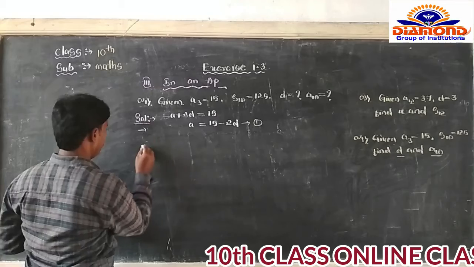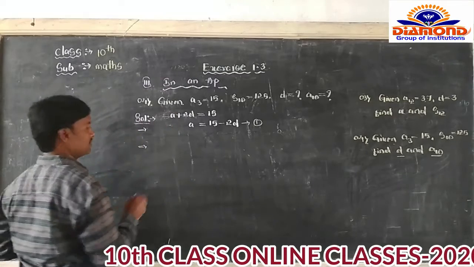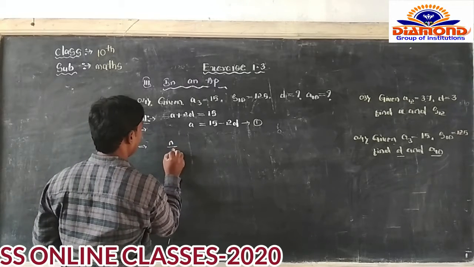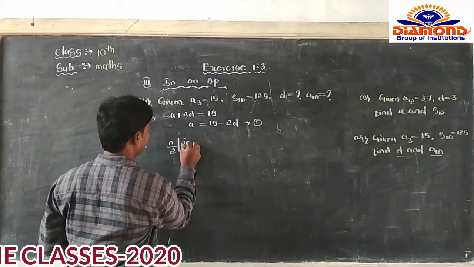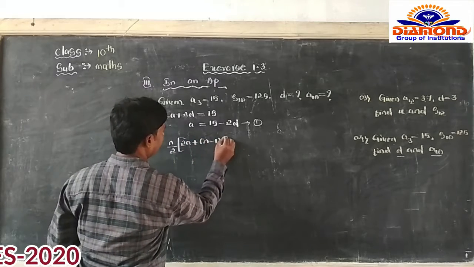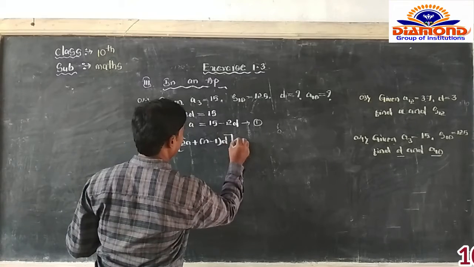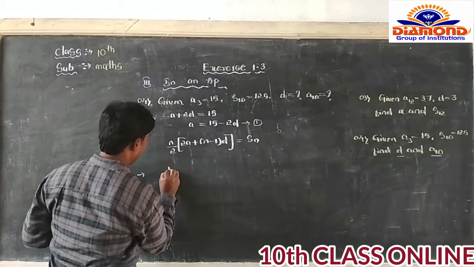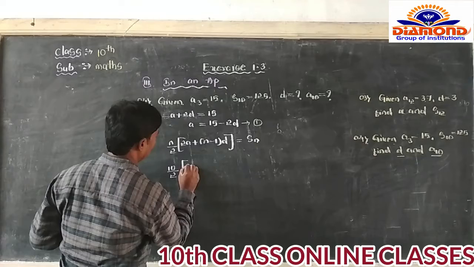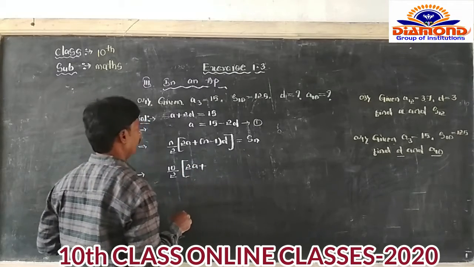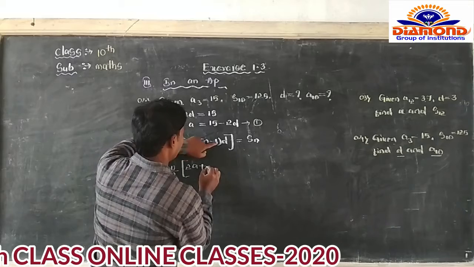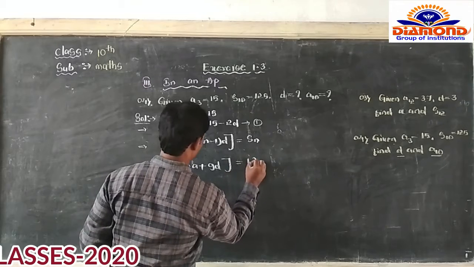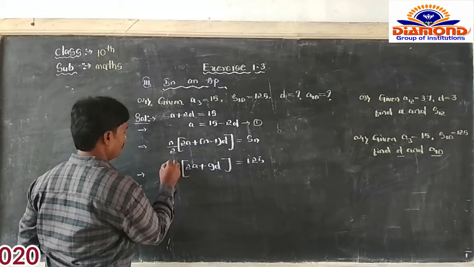Next, here we are taking the sum of the 10 terms is equal to 125. I am writing Sn is equal to n upon 2 in the bracket 2a plus (n minus 1) d. Now the sum of the 10 terms: 10 upon 2 in the bracket 2a plus (10 minus 1), which is 9, 9d, bracket close, is equal to 125. Next, 2 ones are 2, 2 fives are 10.